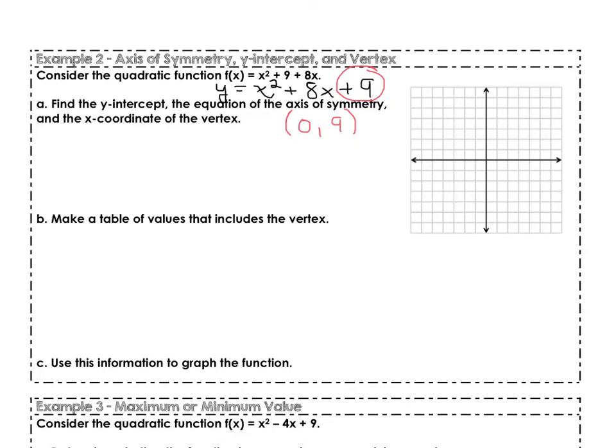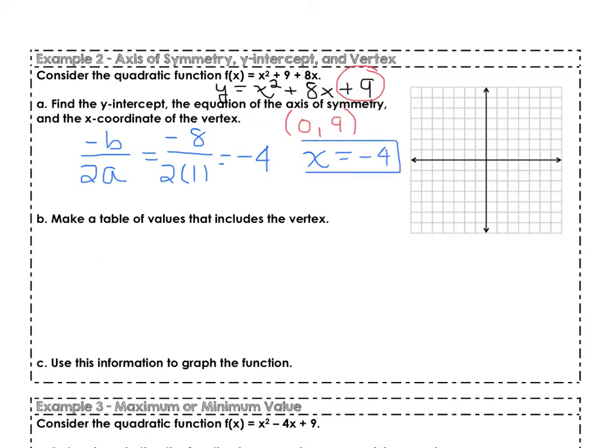Now the equation for the axis of symmetry is negative b over 2a. My b value here is 8. So we have negative 8 over 2 times my a value of 1, which is going to get me an axis of symmetry of negative 4. Now the axis of symmetry is actually an equation of an invisible line that we reflect across. So here is my equation for my axis of symmetry, because it's the x-coordinates that are symmetric to one another about this point.